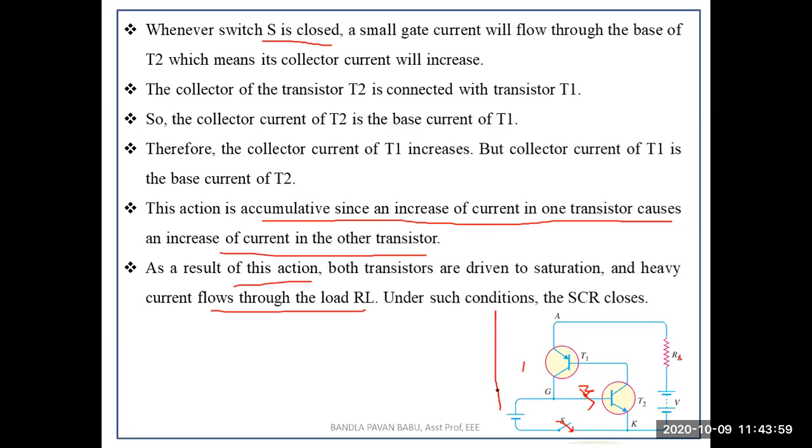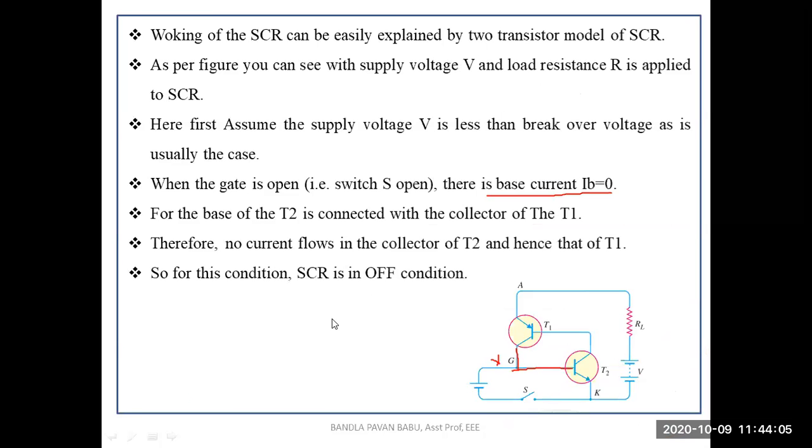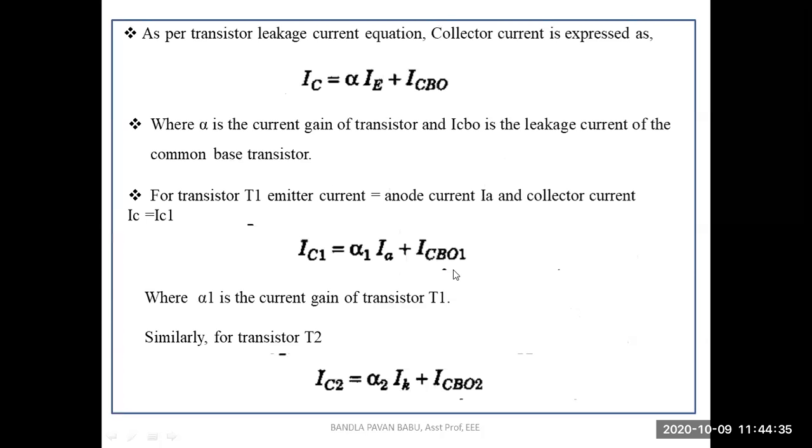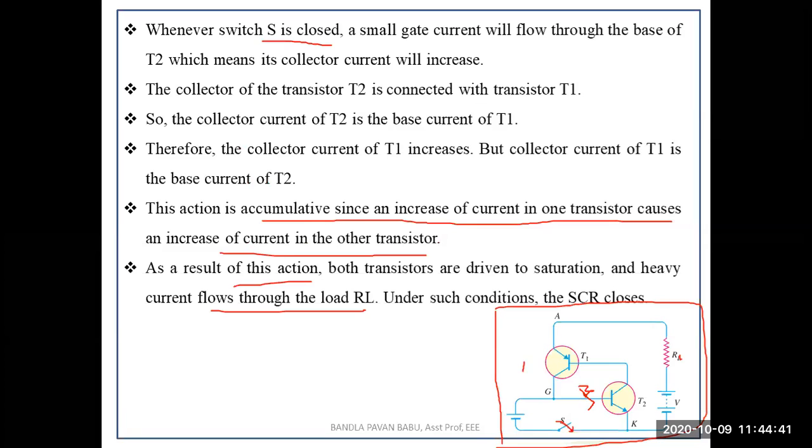So overall, this setup is completely closed. That means the current is flowing from anode to cathode with the injection of gate current to a certain extent. Once the switch is completely closed, this gate current is no longer needed. Even if you remove the gate current, the switch will continuously remain in the on position, and the current will continuously flow in the switch. So that's all about the two transistor model of SCR.